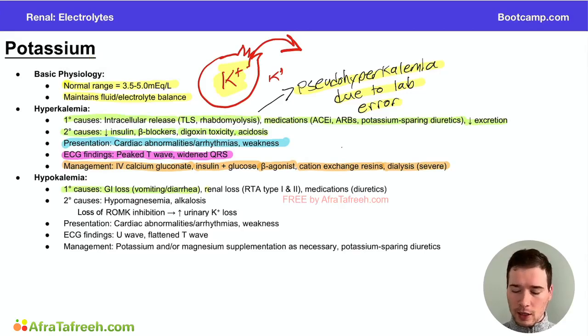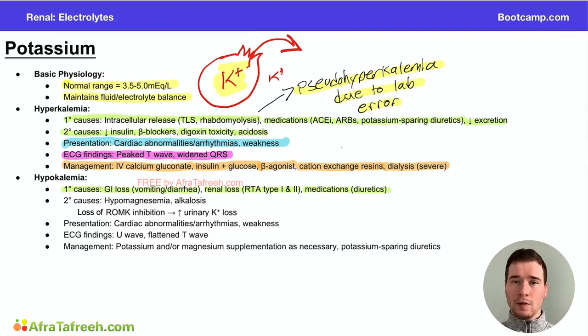There can also be renal loss, such as RTAs type 1 and type 2. This pathophysiology is discussed a lot more in our RTA videos, so feel free to check those out if you are unfamiliar with this process. But we can also get it from medications. These include things like loop diuretics and thiazide diuretics. Again, anytime we have a medication that causes us to excrete a lot of fluid, this is likely going to cause us to excrete a lot of our potassium because so much of our fluid contains our potassium.